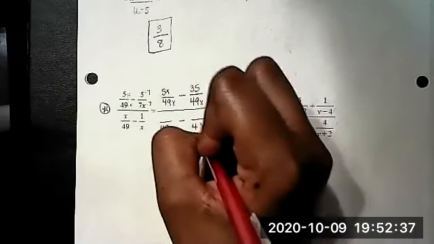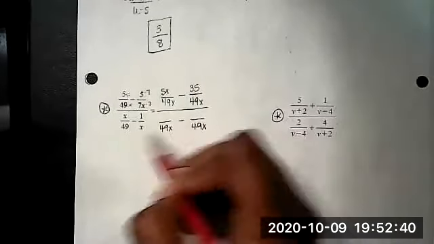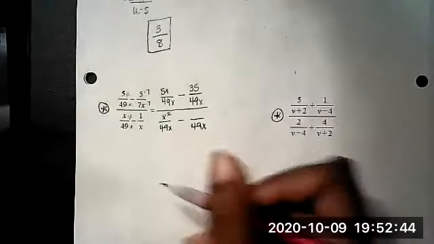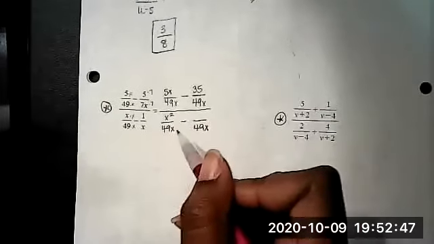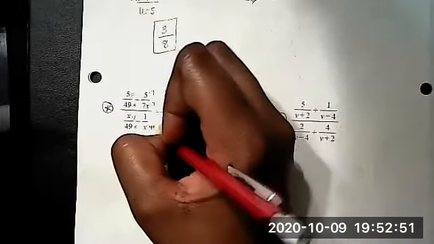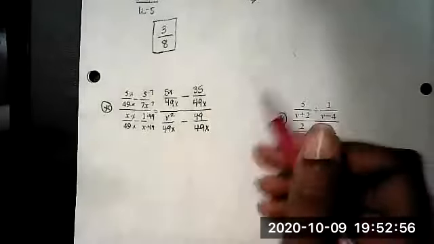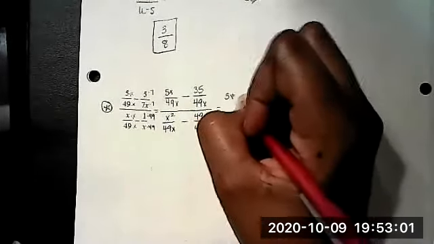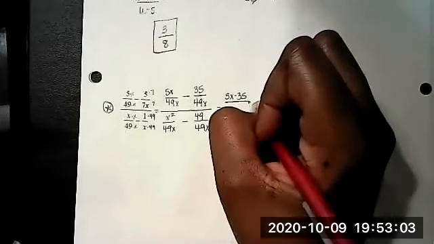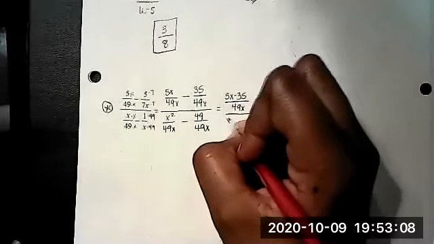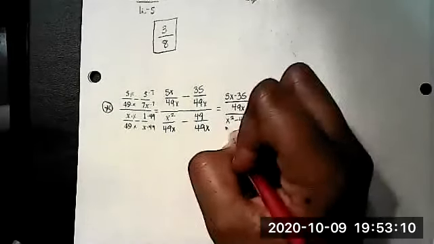Okay, 49x. So what was added here was multiplying by x. X squared. Okay, and then you have to multiply, in order to get there, you'll have 49. Okay, and this becomes minus 49. So now that you have the common denominator here, this can become 5x minus 35 over 49x. This now can become x squared minus 49 over 49x.